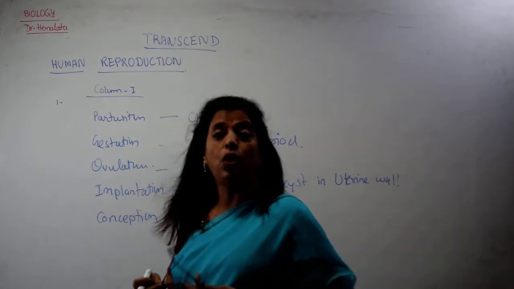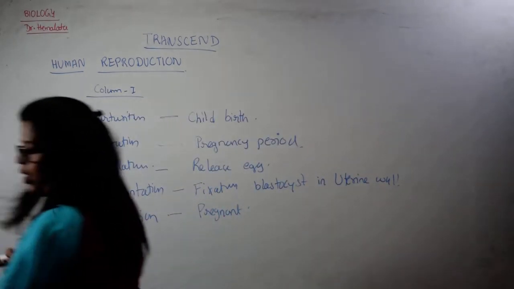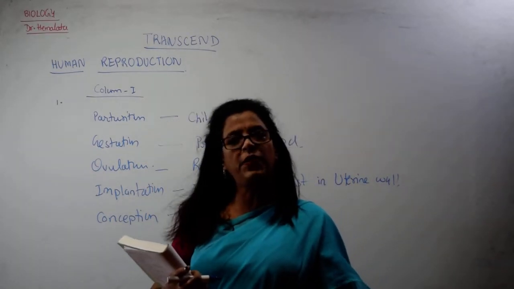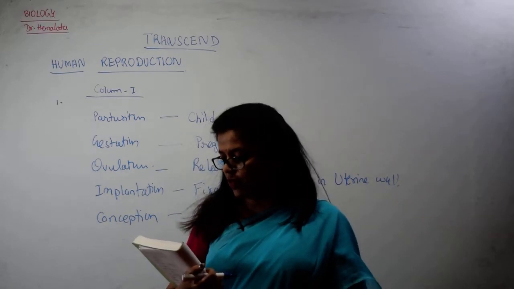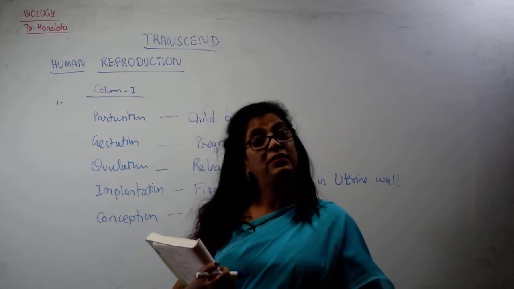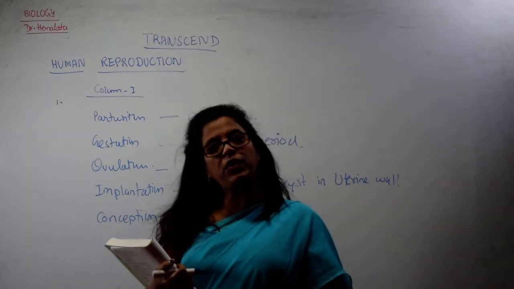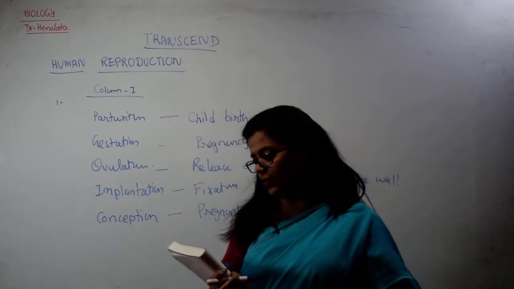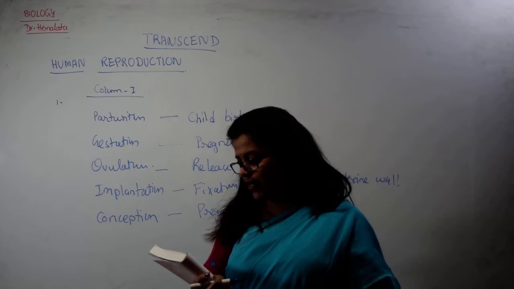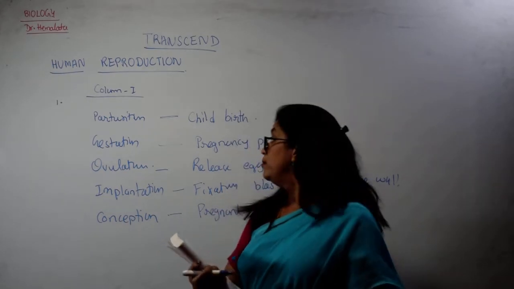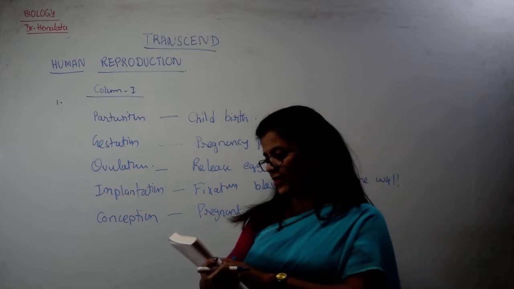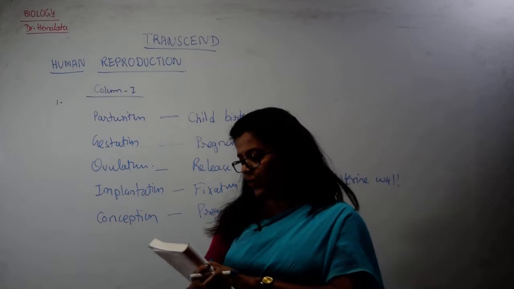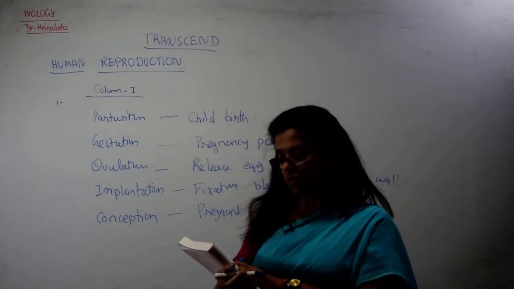So let us check now the options in the second column, right? So the first option they have given is attachment of zygote to the endometrium. Then it must be the implantation. Release of egg from the Graafian follicle, it should be the ovulation. Delivery of the baby from the uterus, it is the process of parturition. Parturition is the childbirth. Then duration between pregnancy and childbirth is the period of pregnancy, right? That is the gestation period. Gestation period is the duration between pregnancy and the childbirth.